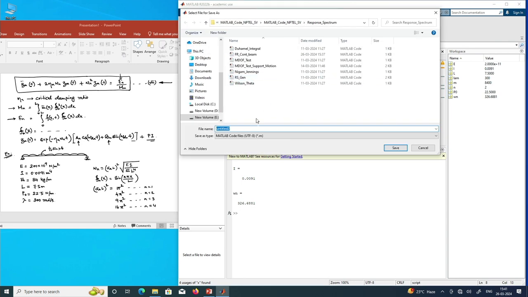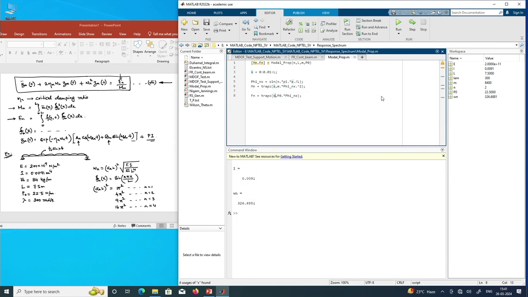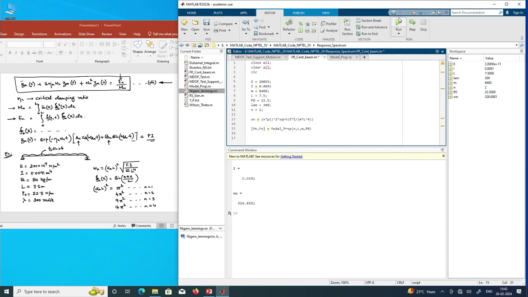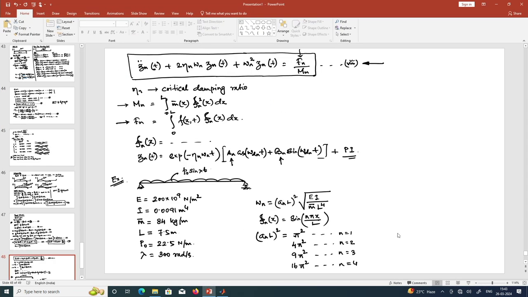So, you can save this. We call it modal properties. We have to write function here and then return. Okay. So, now if we call this function, what we get is m n, that is modal mass, and then the amplitude of modal force. So, we get the modal mass and the amplitude of modal force.